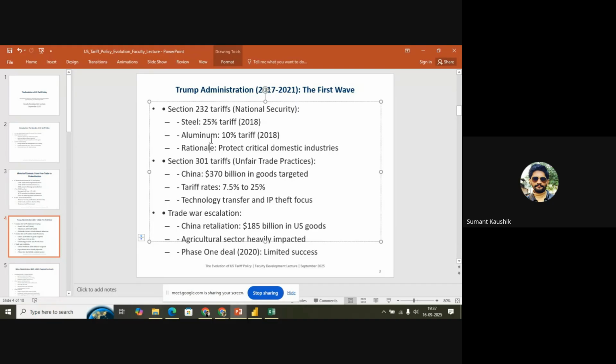Next was the Section 301 tariff, that is unfair trade practices, which targeted $370 billion of goods from China, and the tariff rates rose from 7.5% to 25%, not double, but more than 3 times. The issue mentioned in these unfair trade practices was technology transfer and IP theft. Lastly was the trade war escalation, which saw retaliation on about $185 billion of US goods, where the agriculture sector was heavily affected. So this was the Trump administration, the first wave of tariffs.